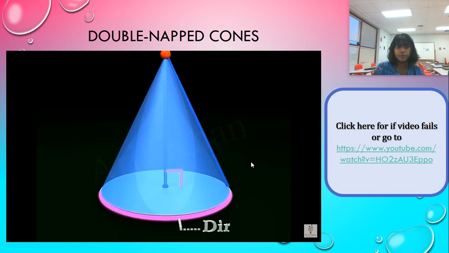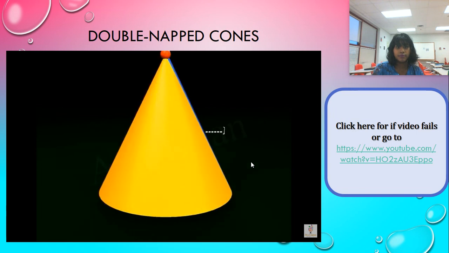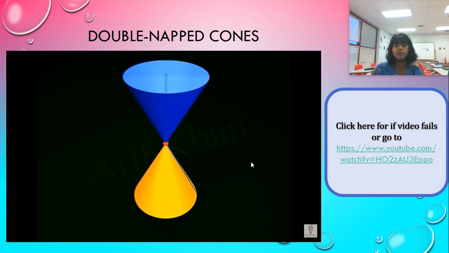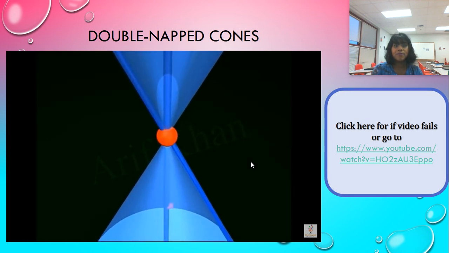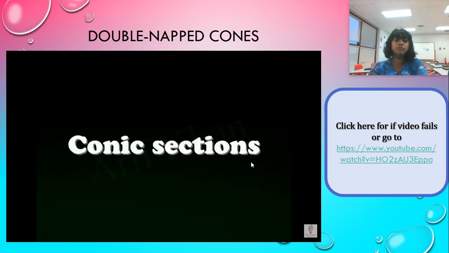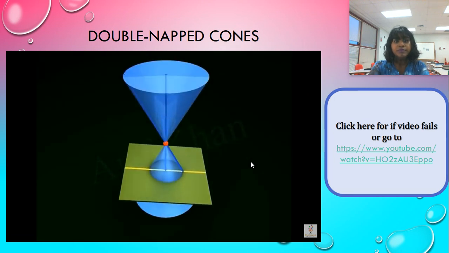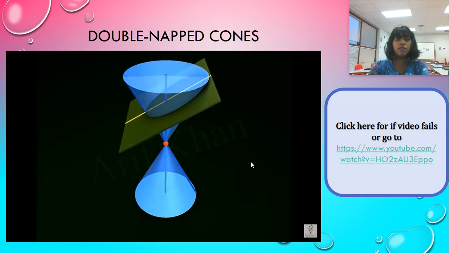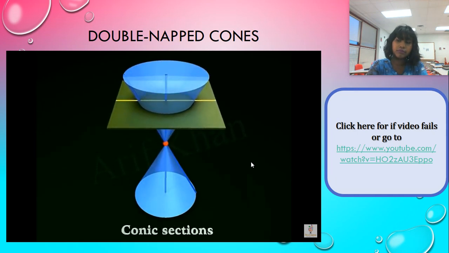The perimeter of the base is called the directrix. The lateral surface of a right circular cone is called the nappe. A double right circular cone has two nappes. The nappe above the vertex is called the upper nappe, and that below the vertex is called the lower nappe. Also, the angle between the generator and the axis is called the vertex angle. Conic sections. Here's the most important information. If a plane intersects a double right circular cone, we get two-dimensional curves of different types. And this is where conics come from. These curves are called conic sections.